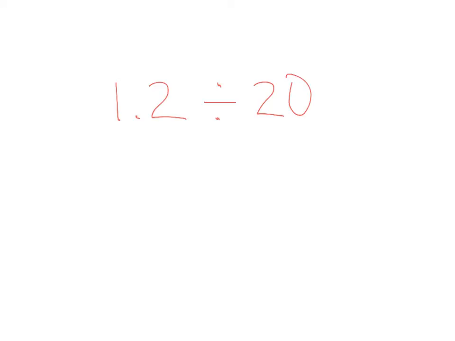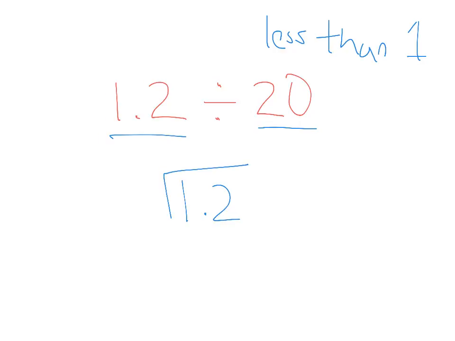So here's a problem where you're dividing a number by a much bigger number. So you know that the number is going to be less than 1, and quite a bit less than 1. So now I'm going to again put that 1.2 under the house and divide by 20.